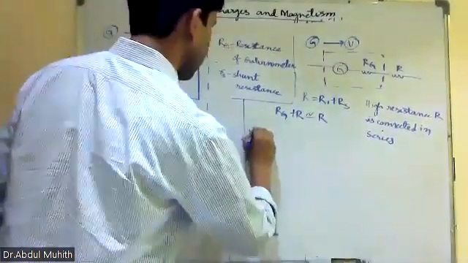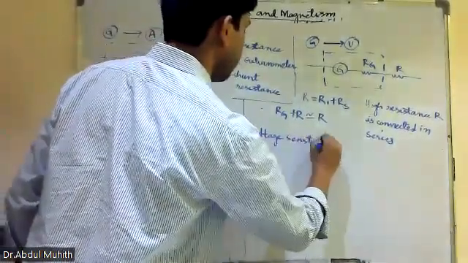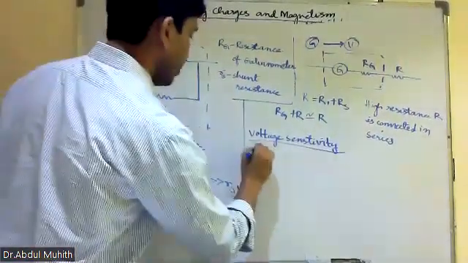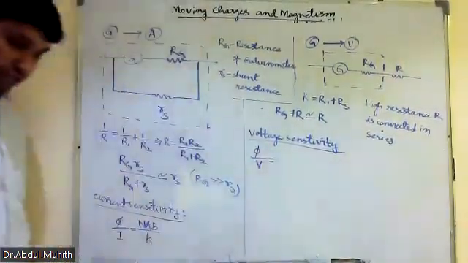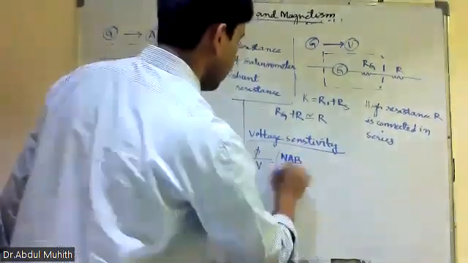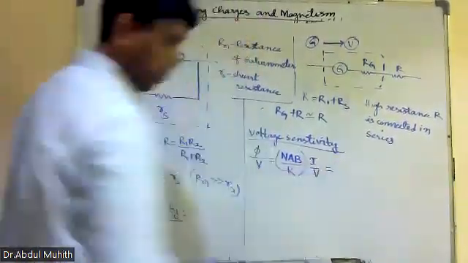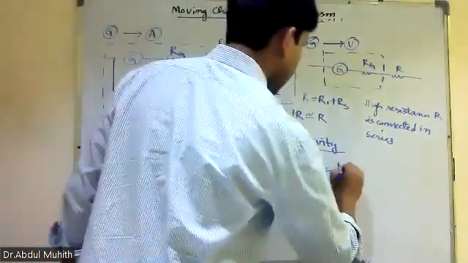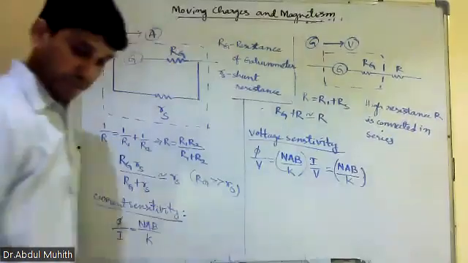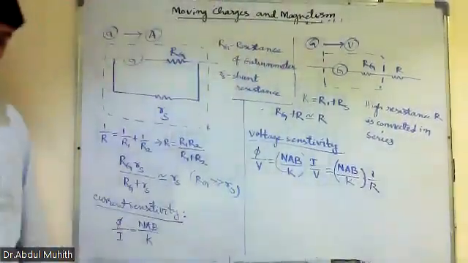There is a formula. Now, voltage. Here we have voltage sensitivity. So that is phi by V, which is equal to NAB by K into I by V. So I by V, which is equal to NAB by K into 1 by R. This is the formula for that. So that is said to be the voltage sensitivity.